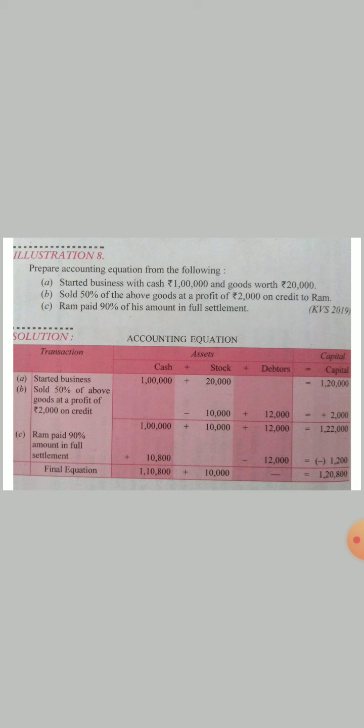The last point said Ram paid 90% of his amount in full settlement. Ram has to pay 12,000 but he is paying only 90%. That means he will pay 10,800 and the remaining 1,200 will be discount allowed to him. So from debtors we will deduct the full 12,000 rupees, but in cash we will add only 10,800, and the loss due to discount, that is 1,200, will be deducted from the capital.